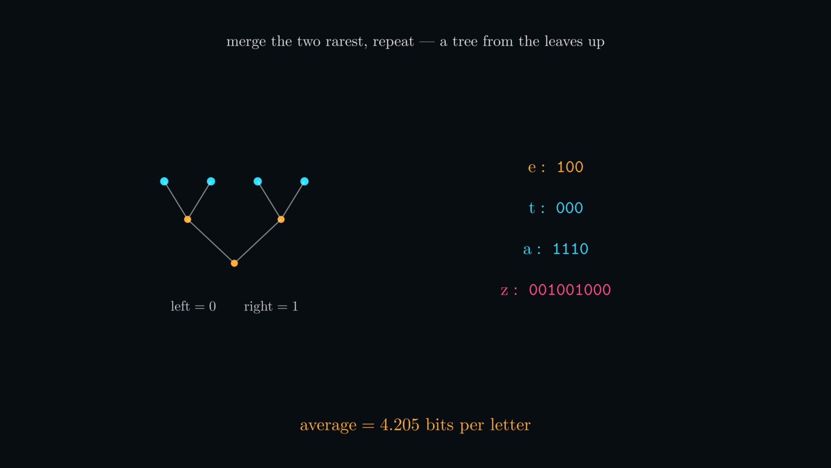Our English tree computed for real. E 3 digits, 100. T 3. A 4, and Z 9 digits long. Average length 4.205 bits. The entropy floor 4.176. Within 300ths of a bit of the best any code can ever do.